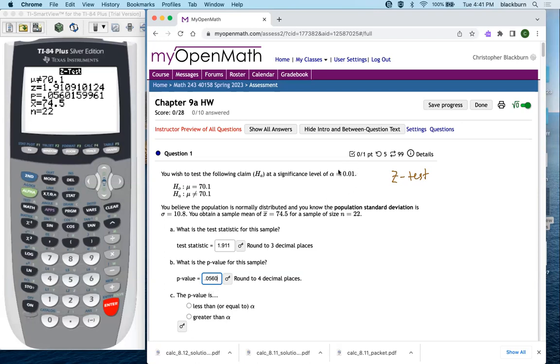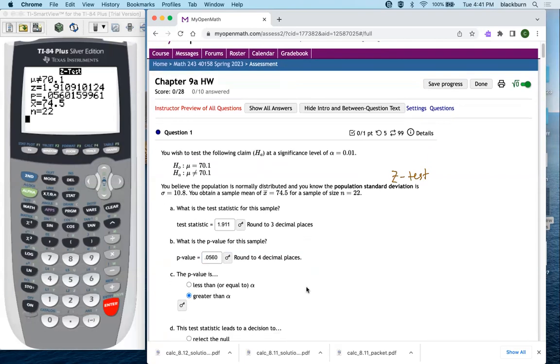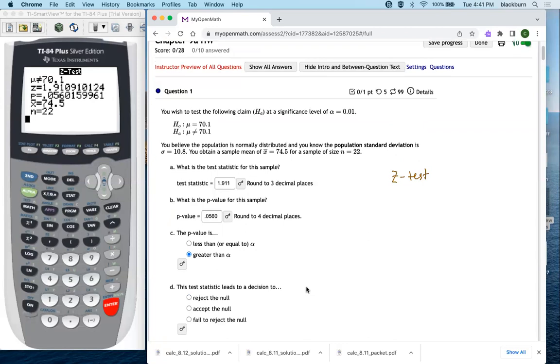That's bigger than 0.01. So whatever the p-value is, you compare it to the significance level. If the p-value is bigger, then we're going to fail to reject the null. If the p-value is smaller, we would reject the null. So the only 2 possibilities for the answer to this one are reject the null or fail to reject the null. The p-value is bigger than the significance level, so we're going to fail to reject it.